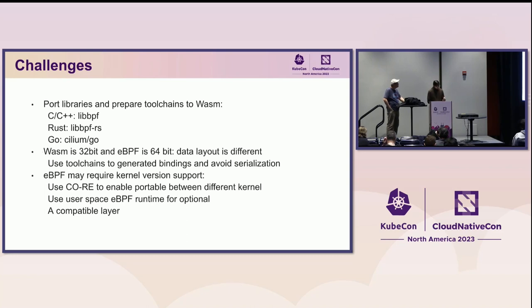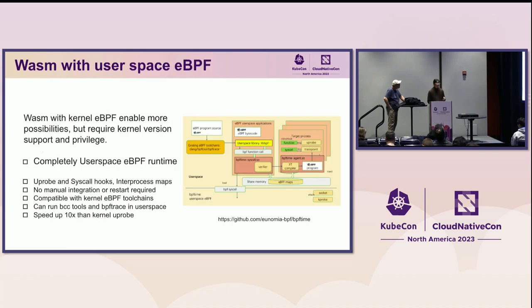The last challenge is kernel compatibility. eBPF requires certain kernel versions to support it. You may use Compile Once, Run Everywhere technology to enhance the portability of eBPF programs between kernel versions. And we can also look at some user-space eBPF runtimes for optional or compatible layers for different kernel versions, like for ring buffer and perf event. This is what a user-space eBPF does.